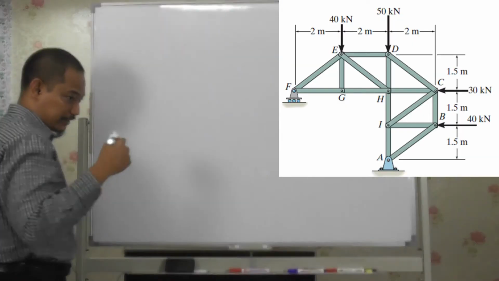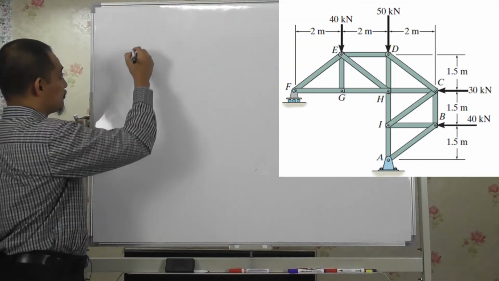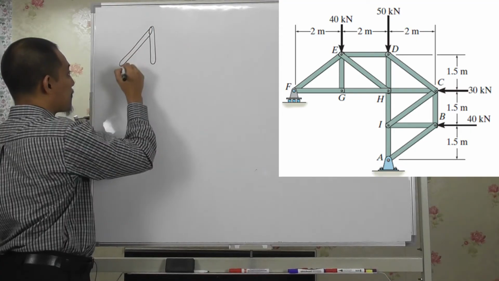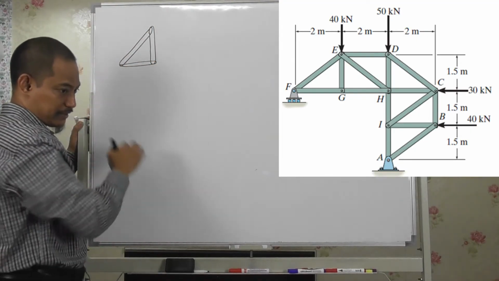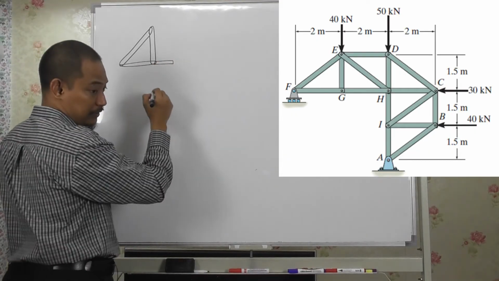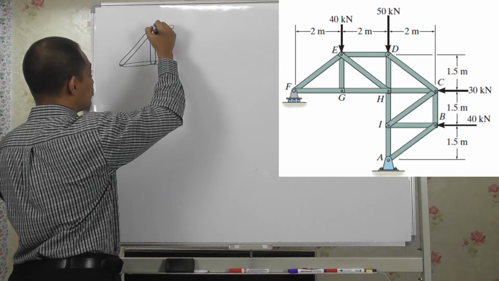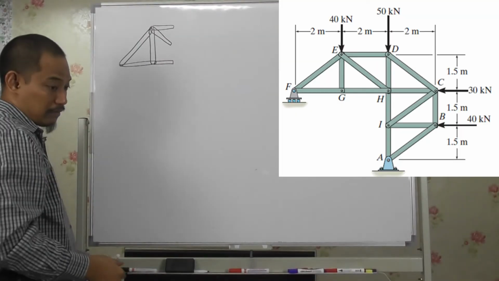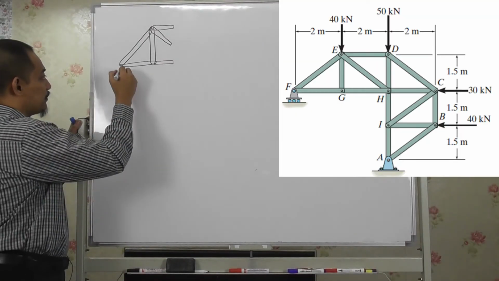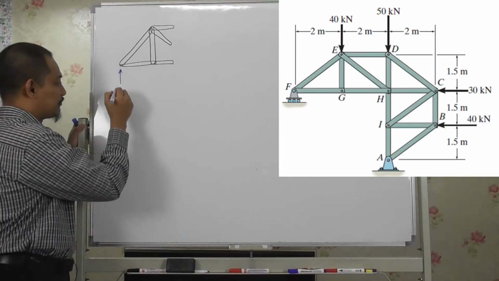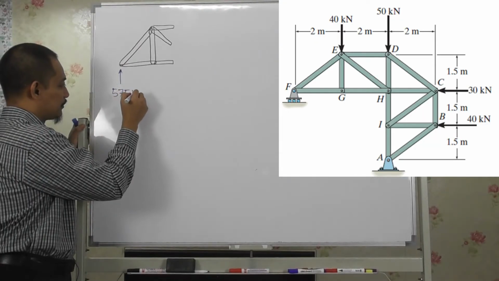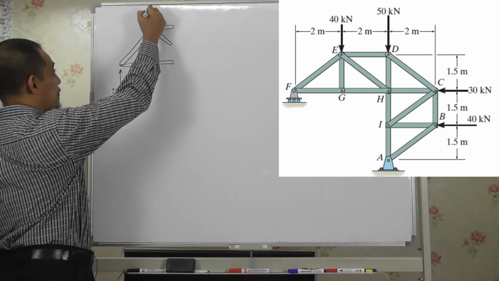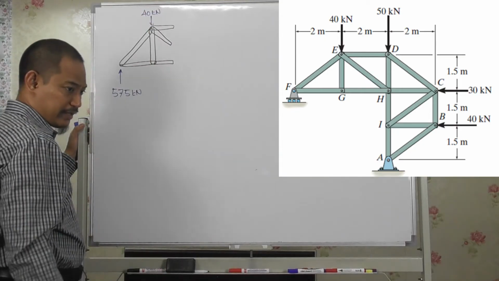So if I draw the free body diagram after the cut on the left side, it's going to be something like this. This part, and then you already cut that one, right? So this one will be cut already, this one will be cut already, and then it will be cut there. So Fy is already calculated to be 57.5 kilonewton, and then you have this downward 40 kilonewton, right? And the rest is being cut.